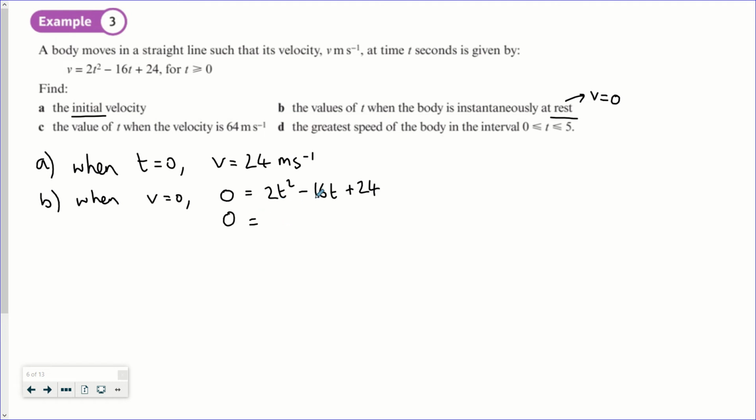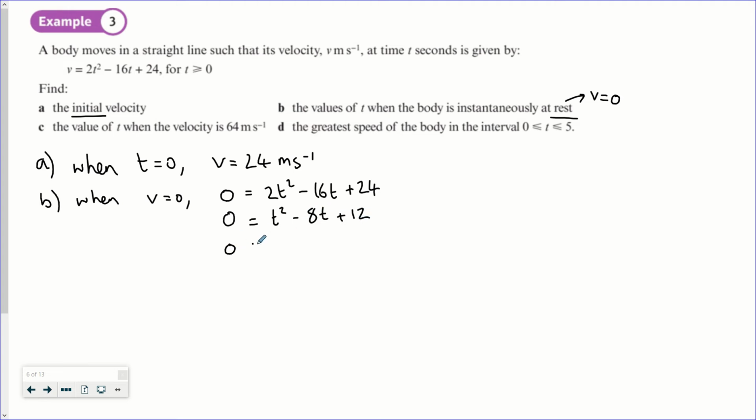But I've noticed that 2 is a factor of each of the terms in this quadratic. So let's divide both sides of this equation by 2. 0 divided by 2 is just 0. And then divide each of the terms on the right hand side by 2 to get a slightly simpler quadratic to factorise.